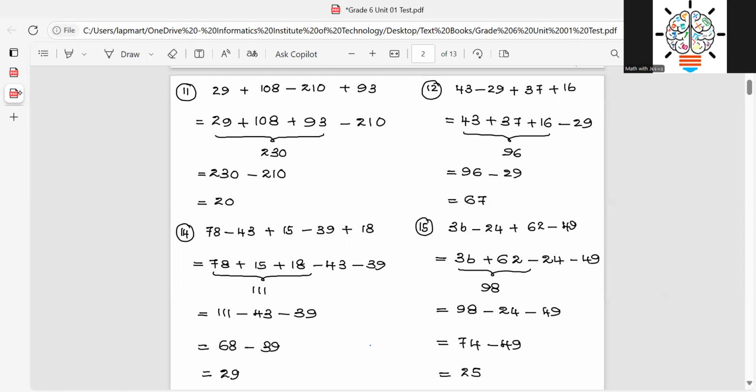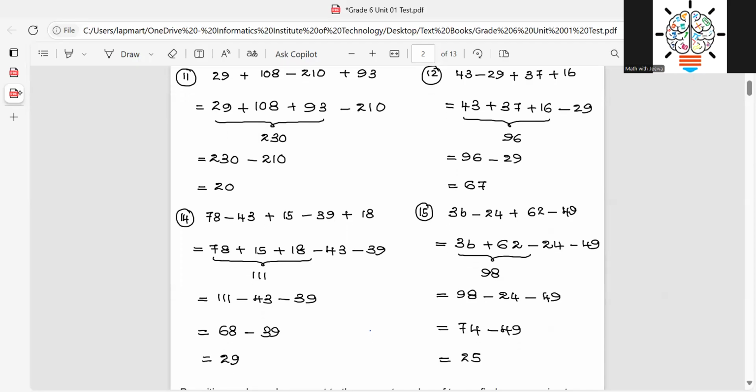The same way, question number 12, what I did, I looked at the values they have given, and I lined up the positive numbers first and then the negative numbers. After lining them up, I can add the positive numbers together. It gives me 96. From that 96, I deduct 29. It gives me 67, right?